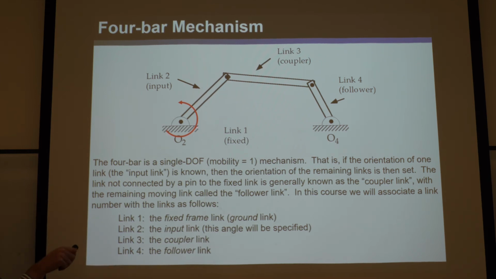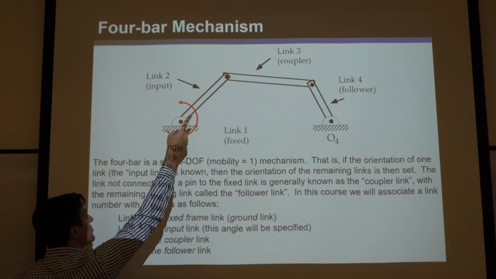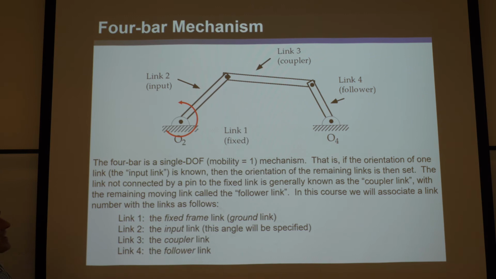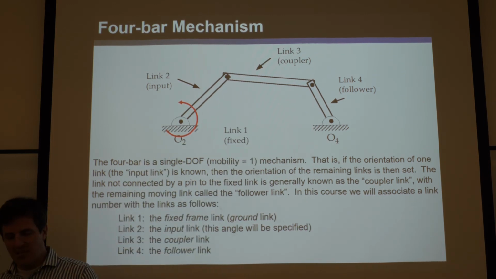The other link that's 2, usually whatever link is labeled 2 is the input link. And so that's input, meaning that's the one the motor drives. If you attached a motor here, it would be driving that input link. And then the follower link is the one on the opposite side of it. If this is the input on the left side, the follower link is on the right side. It's the one that's usually doing the work, doing the interesting thing.